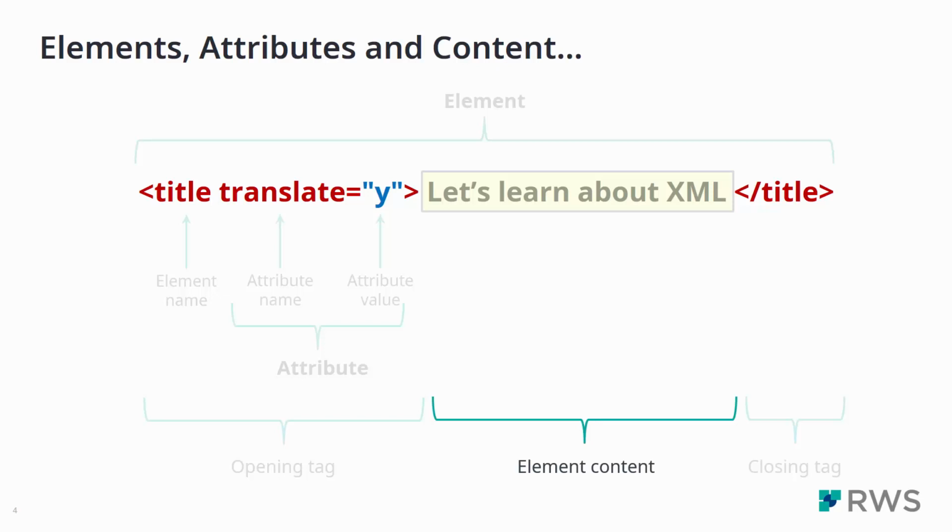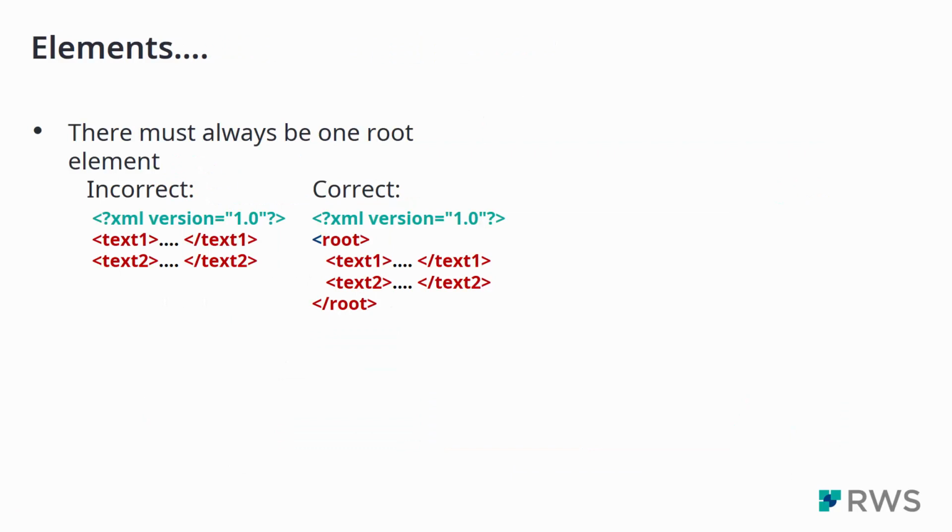Now there are some rules that are quite important to understand on that. And I'm just going to try and explain some of those because I think it'll be helpful. So we start off with elements. First of all, there must always be one root element. So here on the left, this is an incorrect way to write the XML, and on the right it's correct. The reason it's incorrect is we start off at the top with the declaration. So every XML file must have a declaration, and it must tell you what version of XML it is. In this case, it's XML version 1.0.